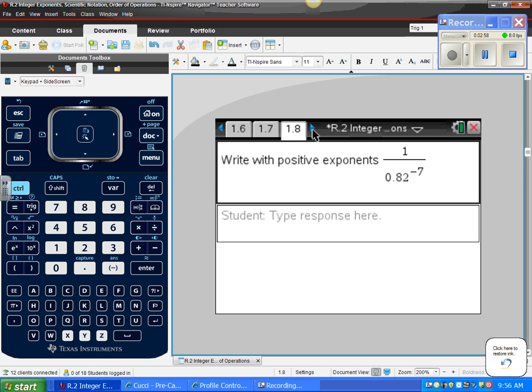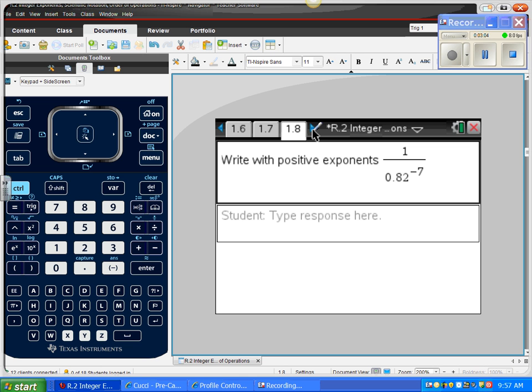Okay? So now the negative is in the denominator this time, so where are we going to move it? We're going to bump it straight up to that numerator, and we're going to have 0.82 raised to the 7th power. Now, do you have to put the 1 into the denominator? No, you don't. Can you? Absolutely. Either way is fine. Okay?